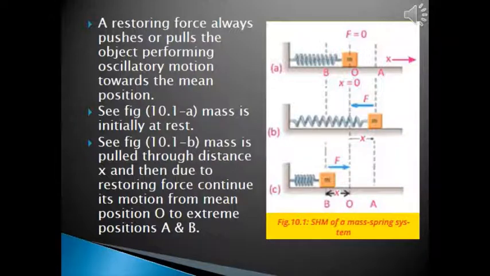The mass is initially at rest. Now see figure 10.1b. The mass is pulled through distance x, and then due to restoring force, it continues the motion from mean position O to extreme positions A and B. In all these scenarios, we also discuss the velocity and acceleration of the body. We are saying a restoring force is that force which keeps the body at the mean position.